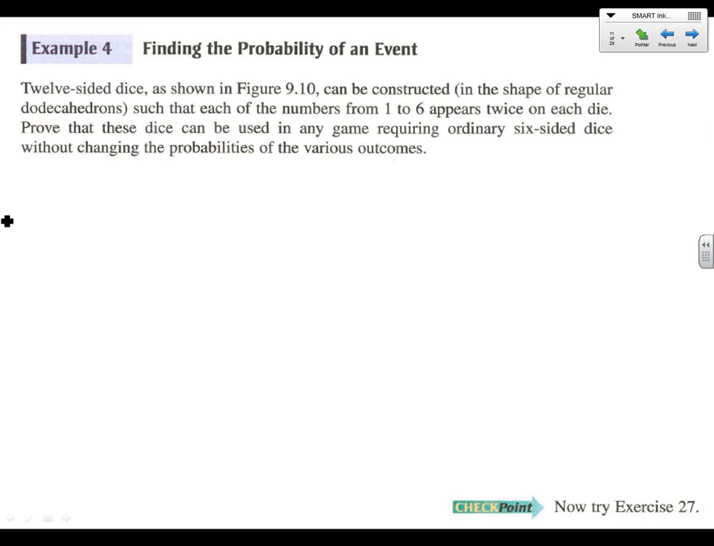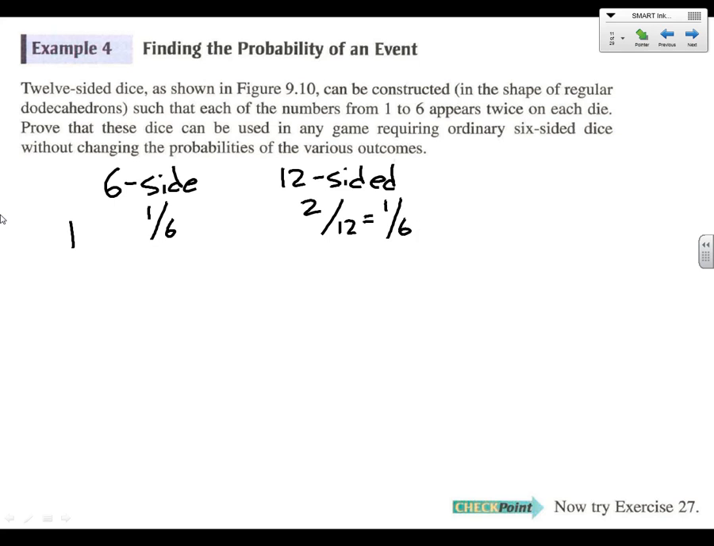Alright, so let's think about this. On a 6-sided die, what's the probability of rolling a 1? 1 out of 6. On a 12-sided die, what's the probability of rolling a 1? There's 2 1s on that die, and there's 12 sides. So 1 out of 6 as well. And that would repeat for all the other options as well. There's 2 2s out of 12, so 1/6 as well. Go all the way through.